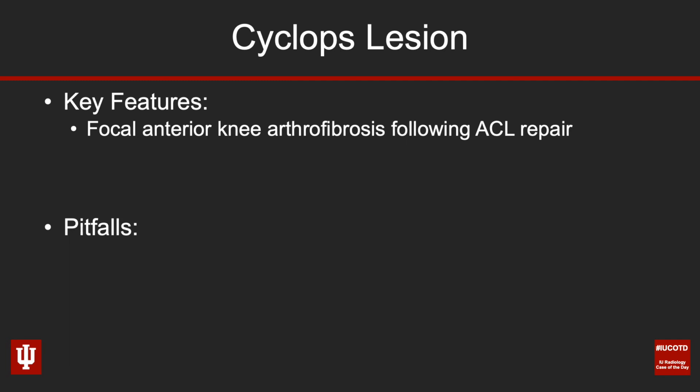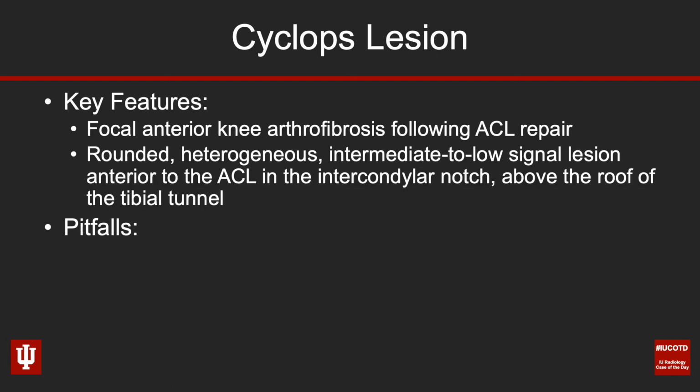To sum it all up, cyclops lesions refer to focal anterior knee arthrofibrosis, usually following ACL repair. It appears as a rounded, heterogeneous, intermediate to low signal lesion anterior to the ACL in the intercondylar notch and above the roof of the tibial tunnel.